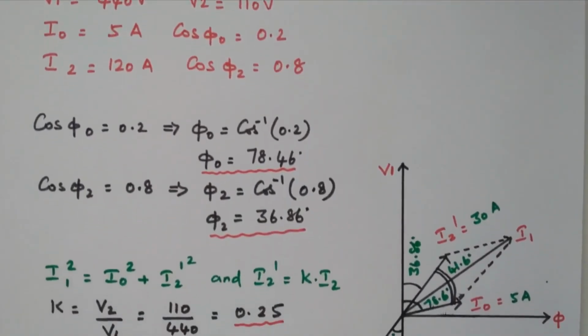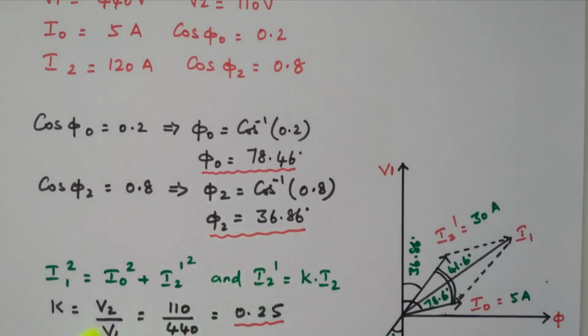So from cos phi naught equal to 0.2, phi naught equal to cos inverse of 0.2. That value is 78.46 degree. Similarly, cos phi 2 is given, equal to 0.8. From that phi 2 equal to cos inverse 0.8, which is 36.86 degree. So now we got the values of phi naught and phi 2.